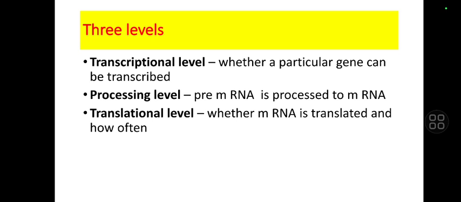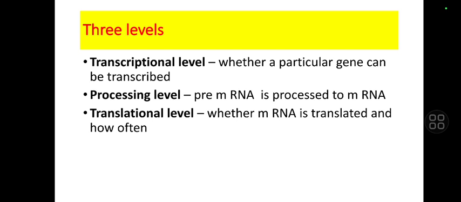And the next is processing level control, in which once the mRNA is formed, that is called the pre-mRNA, the premature mRNA is processed into a functional mRNA. So that is the processing level control.